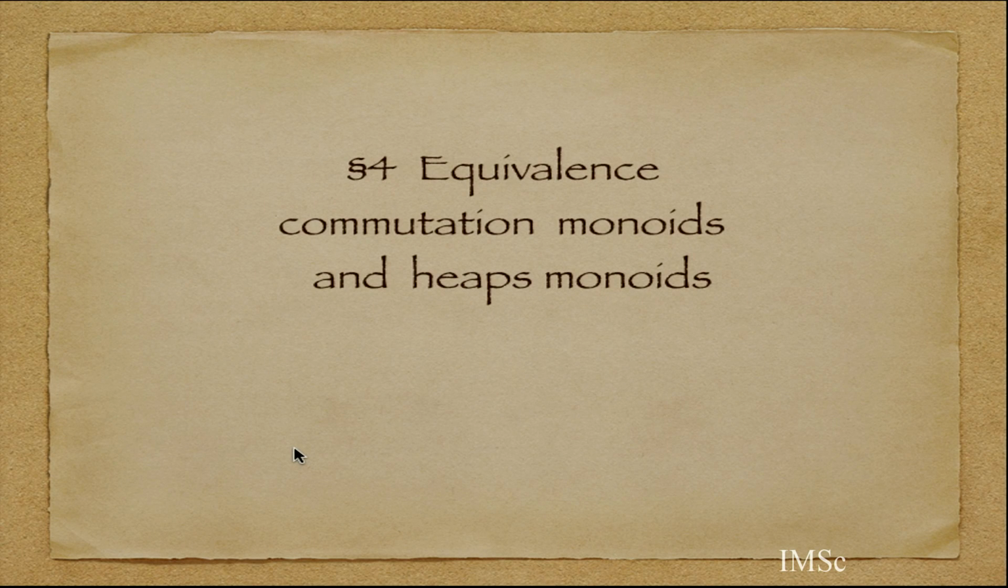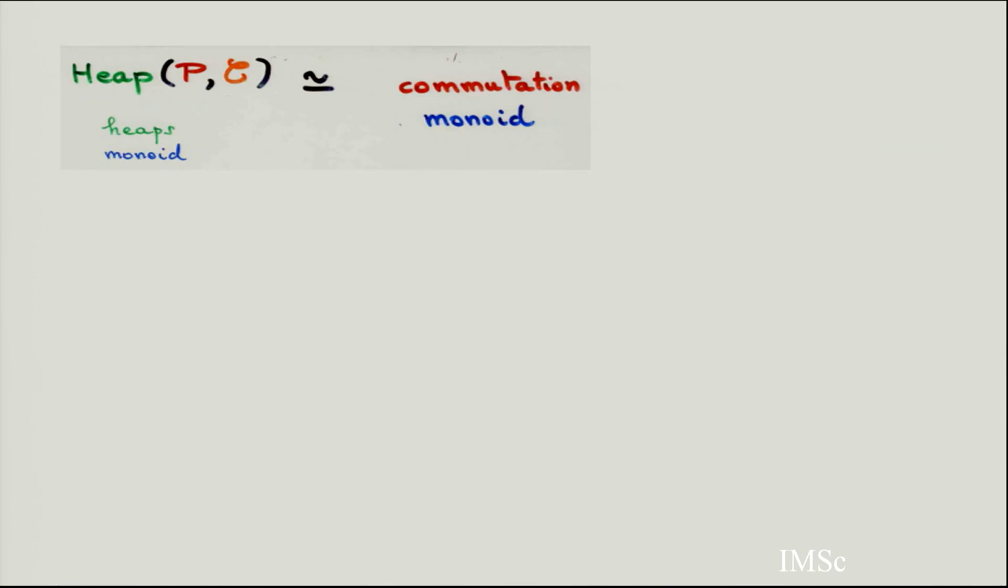So I come back now. I have two monoids, the commutation monoid and the heaps monoid. I claim that they are equivalent, that the idea of heaps is equivalent to the idea of a commutation class. So there is an isomorphism between the two. Every heaps monoid is isomorphic to a commutation monoid. So here is a relation.